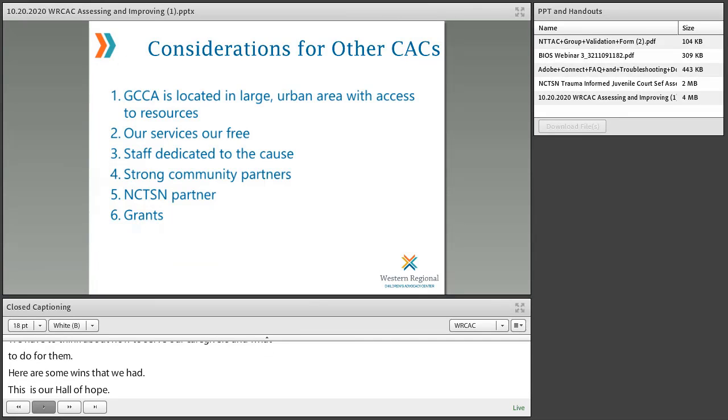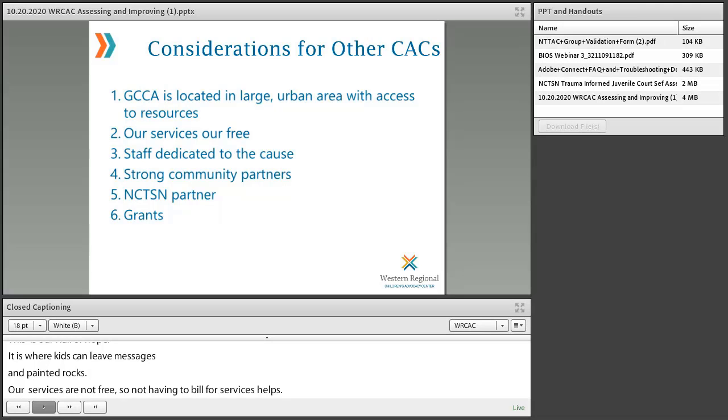And lastly, I got one more slide, William. I'm going to do this quickly. So I mentioned that we are a large CAC in an urban area, so we have access to resources. We have access to all kinds of resources, actually. And so for more rural areas, that could potentially be a challenge. Our services also are free, so not having to bill for services really helps. And we have staff that are dedicated to this cause, right? You have me leading a team, and we have a CEO who supports that and supports our time. For everyone, that may not be possible, and I understand that.